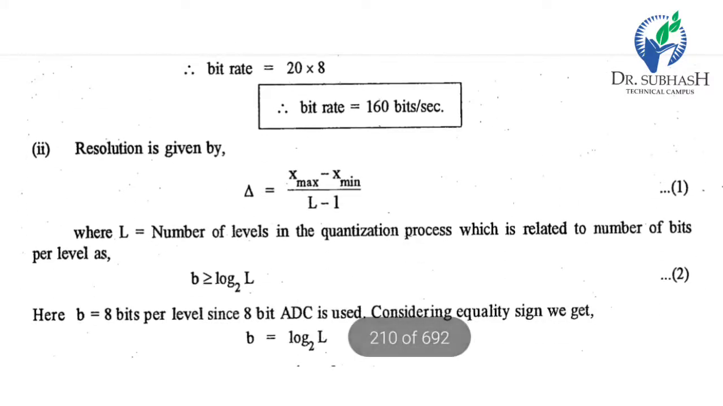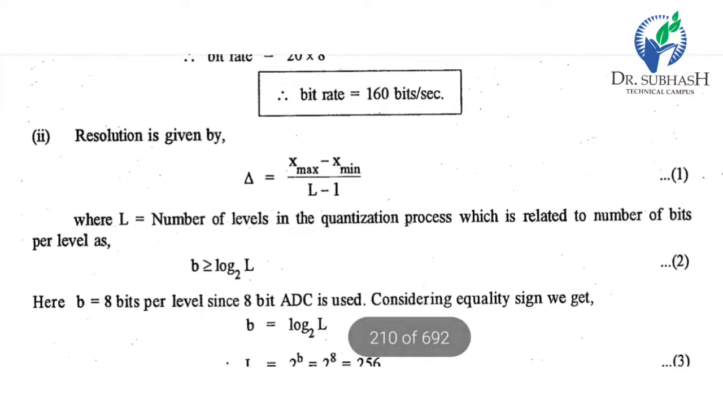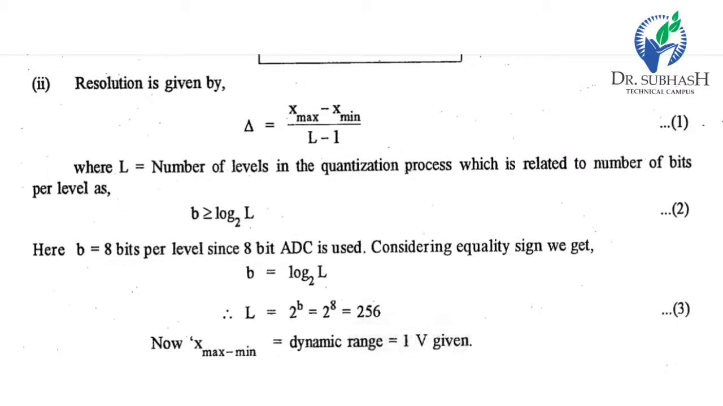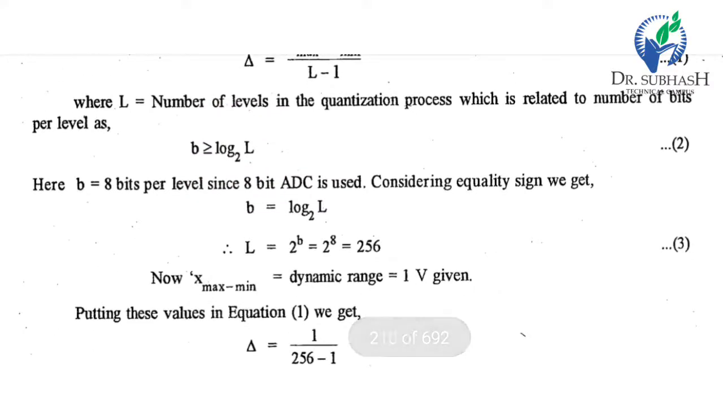Now resolution is given by delta equal to (x max minus x min) divided by (L minus 1). So L is the number of levels in the quantization process, which is related to the number of bits per level. We already studied that portion in our theory lecture. So B is greater than or equal to log 2 L. Here B is given, that is 8 bits per level.